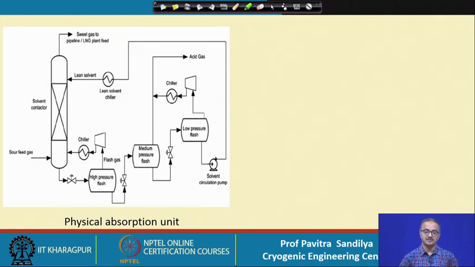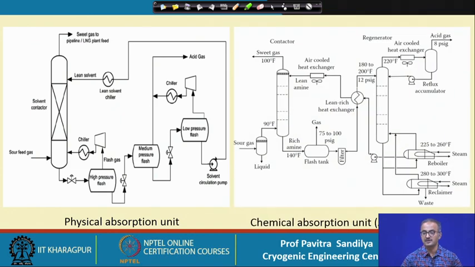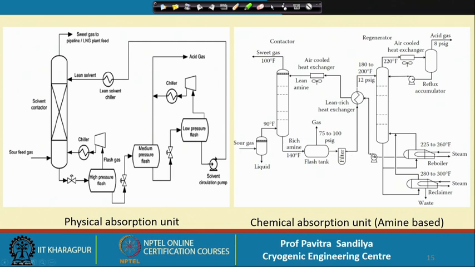This cycle is continued until we find that the capacity of the solvent has come below the requisite capacity. This is quite simple, but in case of the chemical solvent we need a more elaborate arrangement for the regeneration, because the bonding between the solvent and the acid gases is much stronger. In this case simple flashing does not work. So what happens? The regeneration is done by steam stripping.